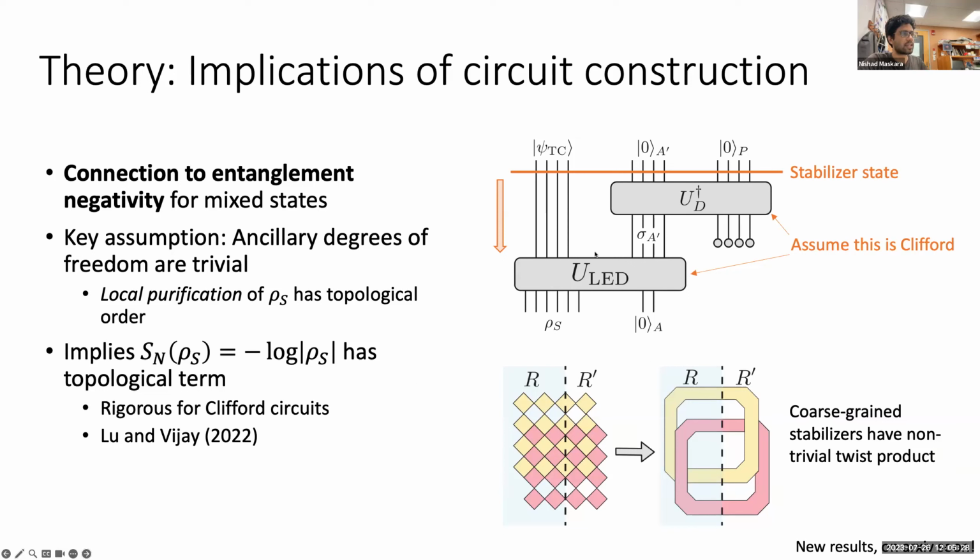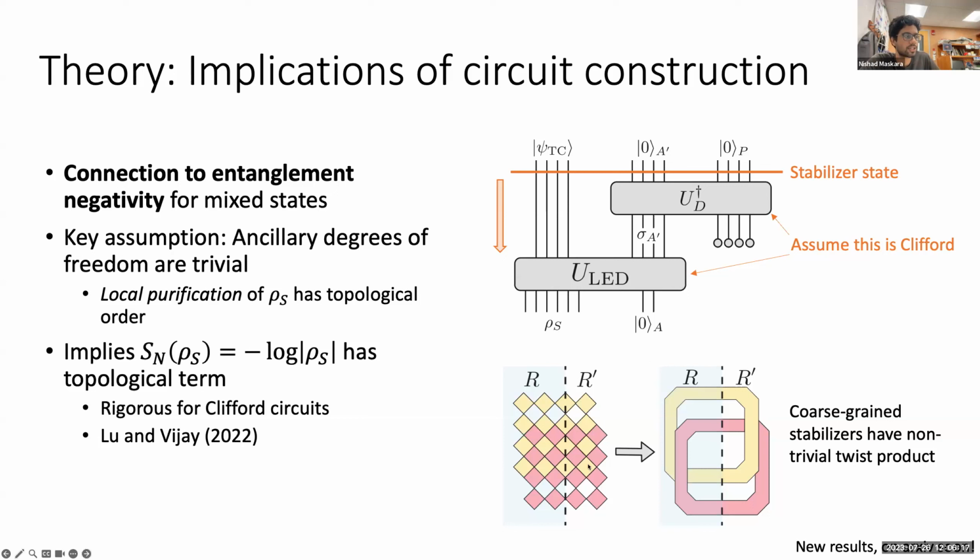Then, because this LED circuit down here is also local, this tells us that we have a local circuit which connects this stabilizer state up here, with long-range correlations in the toric code part, and then trivial correlations on the remaining degrees of freedom, to the input state, which we are trying to rigorously certify. And in particular, if we further assume that these unitaries are Clifford circuits, which is mostly just for proof convenience, then we can go ahead and show that the topological entanglement negativity on this state down here must have a topological term as well.